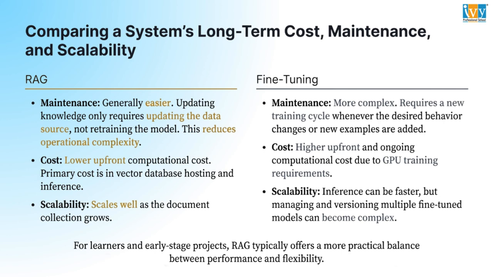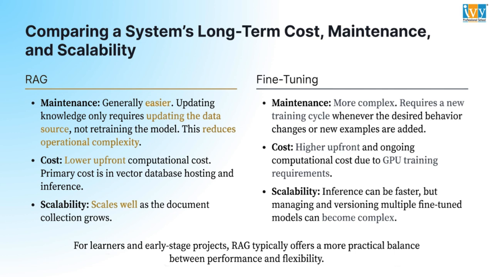Okay, let's get down to brass tacks. Cost and maintenance. This is where it gets real for architects. How do these two actually compare over the long run? Well, RAG is generally much, much easier to maintain. The upfront cost is lower. Your main ongoing cost is just hosting the vector database and the inference calls. But the big win is flexibility. A policy changes. You just update a document, it's done in seconds.